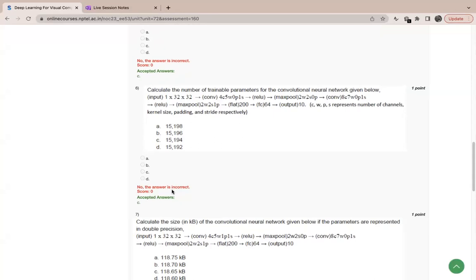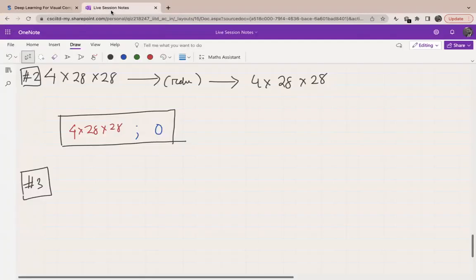Layer 3 is max pool. And as you know, we apply max pool to every channel. So if we have 4 channels, max pool will have 1 cross n cross n, and we'll apply it to all the channels, like the 4 channels here. So next is max pool 2W 2S 0P.